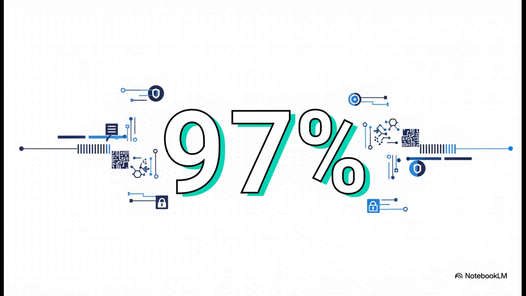Let's just start right here with this number, 97%. According to some recent red team exercises from the top AI security firms, that is the success rate of attacks against RAG systems that don't have protection. This isn't some tiny crack in the armor, folks. It's a wide open door. And this isn't some far-off theoretical risk. This is happening right now.